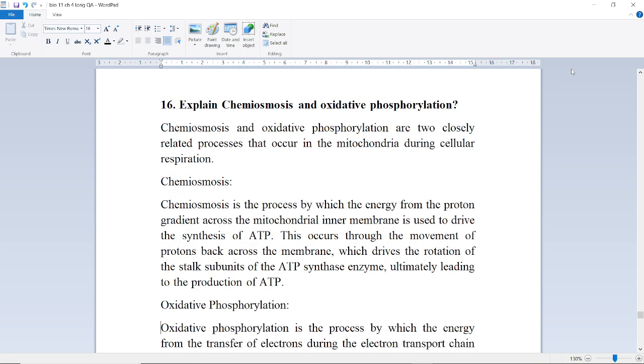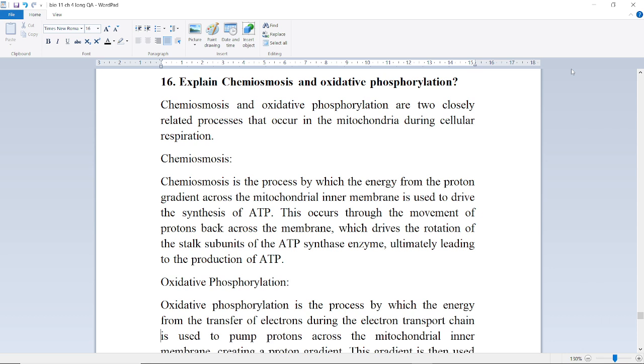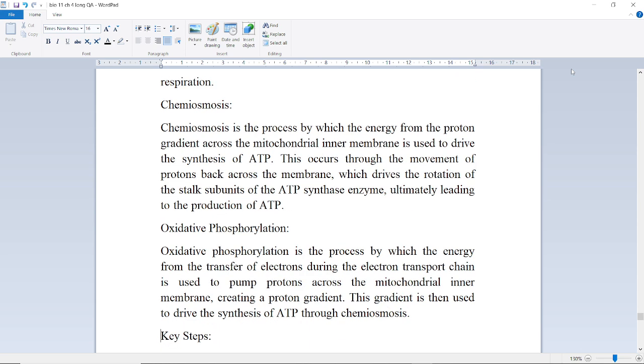Next question is question number 16. Explain chemiosmosis and oxidative phosphorylation. Chemiosmosis and oxidative phosphorylation are two closely related processes that occur in the mitochondria during cellular respiration. First is chemiosmosis.